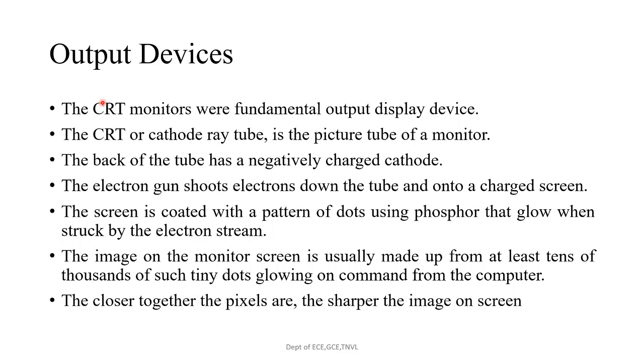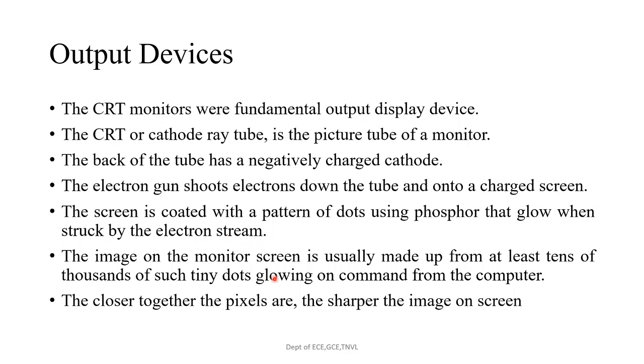Output devices. The CRT monitors were the fundamental output or display device. The CRT, or the cathode ray tube, is the picture tube of a monitor. The back of the tube has a negatively charged cathode. The electron gun shoots electrons down the tube and onto a charged screen. The screen is coated with a pattern of dots using phosphor that glow when struck by the electron stream.